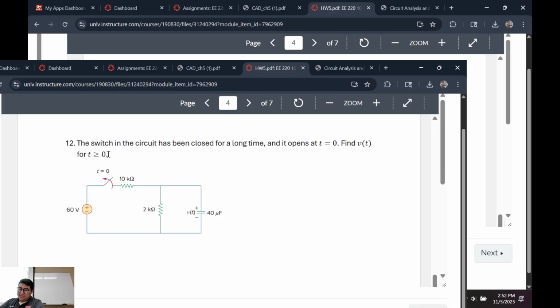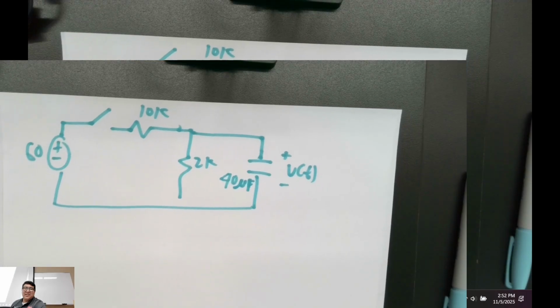All right, I'm going to draw it. Don't worry. Plus minus 60 volts. And then we close it. 10K. And 2K. Plus minus V(t). This is 40 microfarad. Okay, sounds good. Find the voltage. Is that good with everybody?